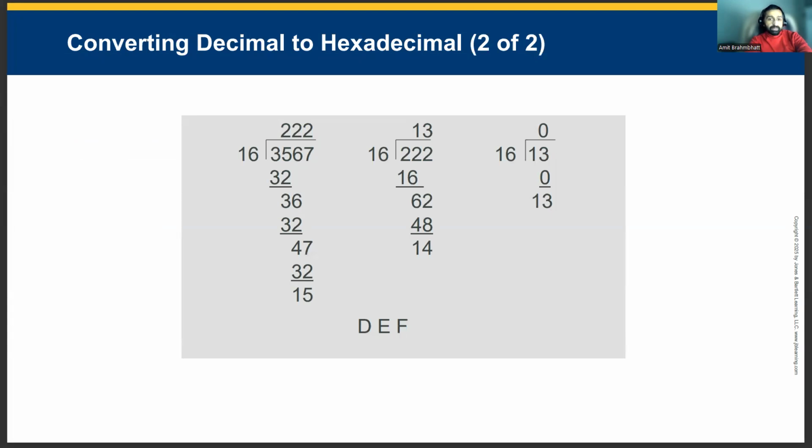Here we see how we actually do it. Basically, we follow the same division process and translate the remainders into hexadecimal symbols, yielding the final result, DEF.